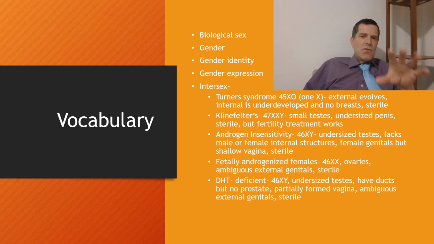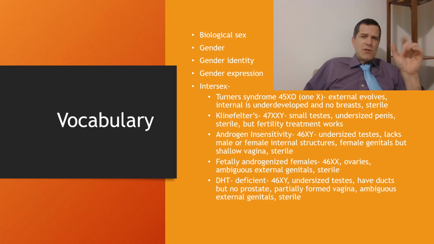Turner syndrome is having one less chromosome, generally labeled as XO. Internal genitalia is underdeveloped, not external genitalia. Internal reproductive organs are underdeveloped. You have no breasts and you end up sterile. Klinefelter syndrome has an extra X, 47 chromosomes, so one more than you're supposed to have, 46. XXY is how it's generally labeled. Small testes, undersized penis, sterile, but fertility treatment works for this one.